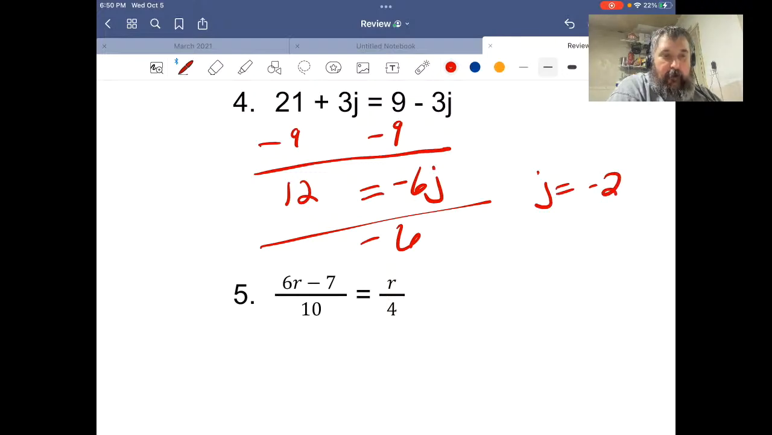And how we got that was the negative 2 times a negative 6 gives you a negative times a negative equals a positive. And so when we multiply that negative 2 times the negative 6, we get a positive 12. So j equals negative 2.